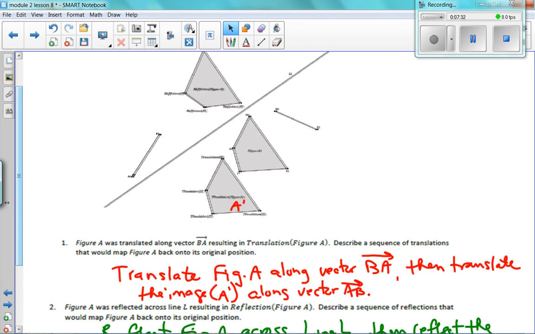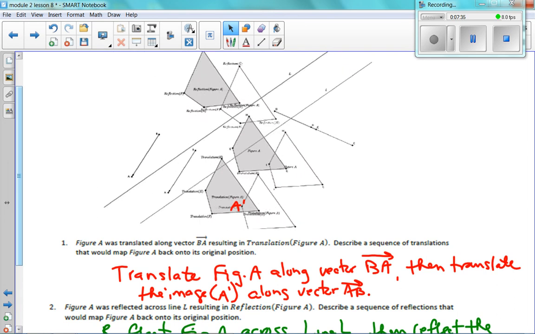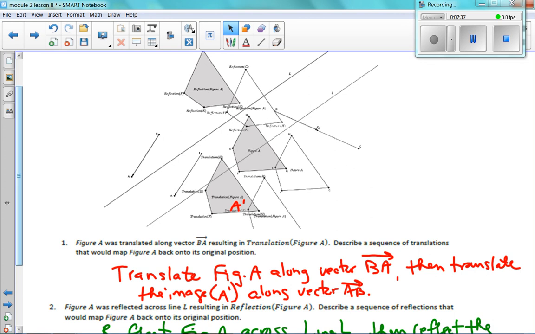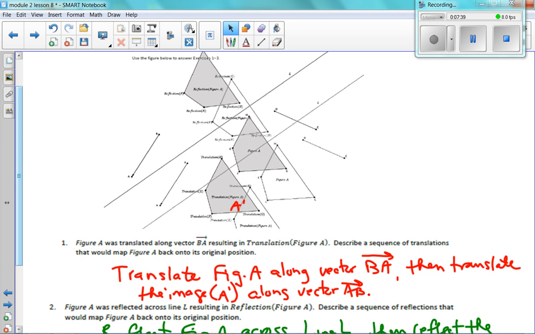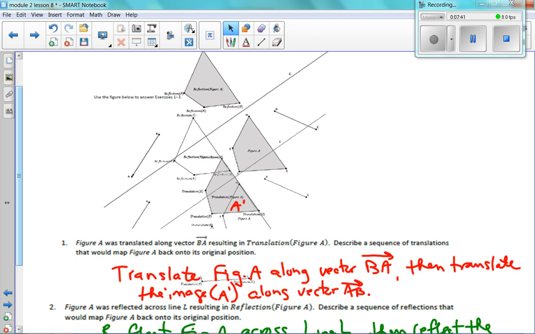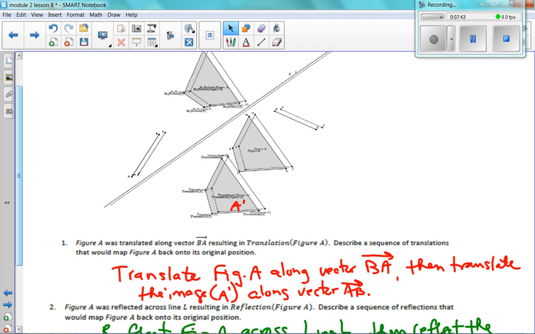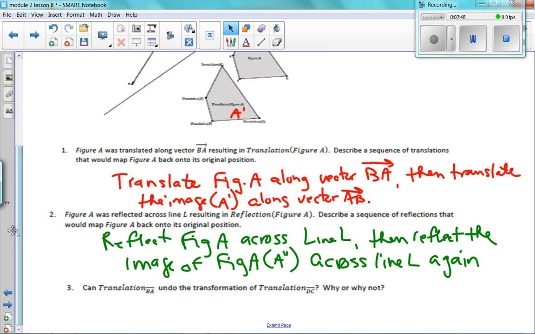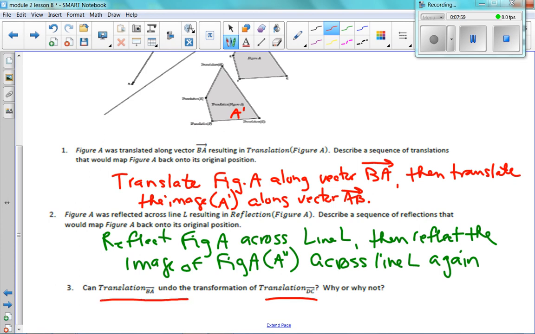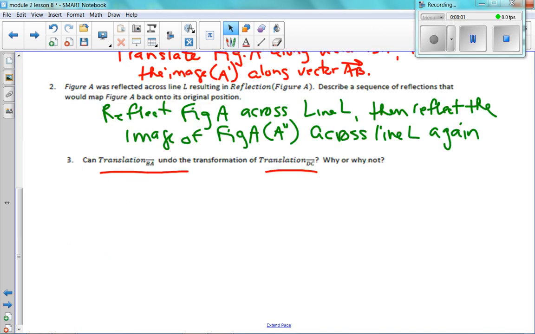So, let's try the translation along DC. Here's DC, and here's BA. Doesn't look like it's undoing it. So you should be trying that with your transparency. You should try the translation of figure A along line segment DC, and then try the translation of that figure along BA. Can it be undone? It should be obvious that no, it cannot be undone.